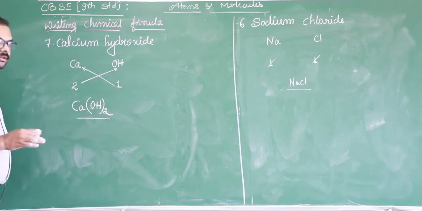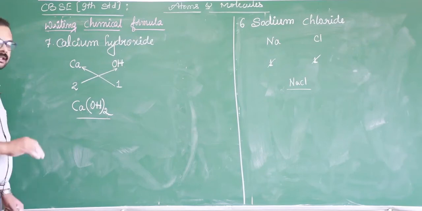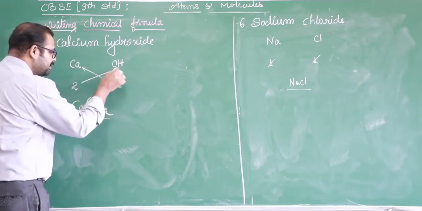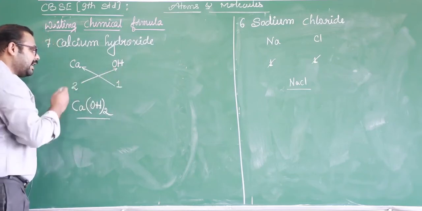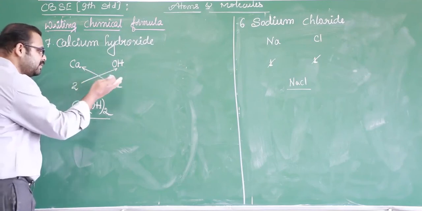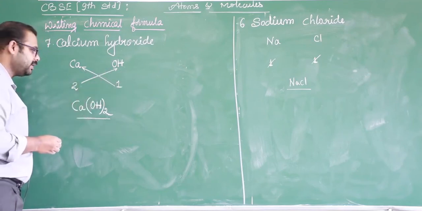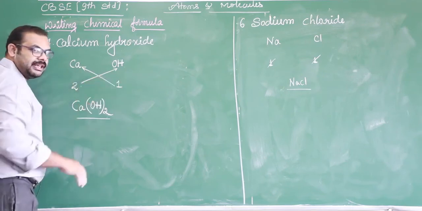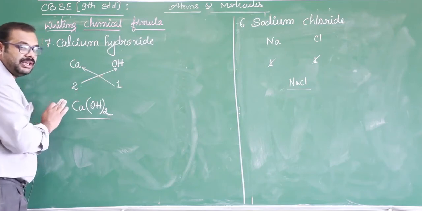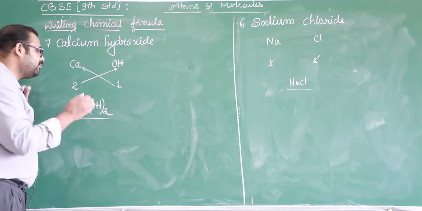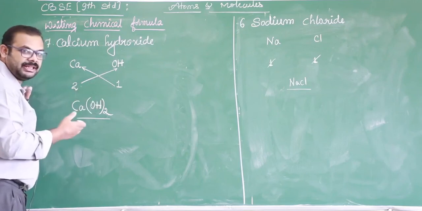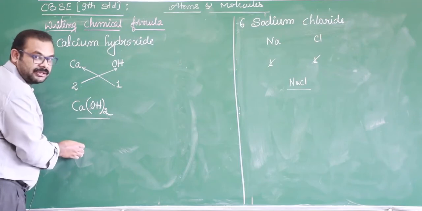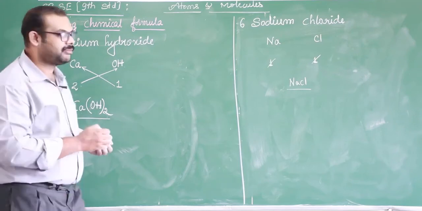See here, when we have to write a bracket, the majority of questions ask about this. If one polyatomic ion has a different valency than the other element, in that case we have to write a bracket. If both of them have the same valency, then strike out there itself. In that case you need not write any bracket. If one of them has a different valency, write a bracket for the polyatomic ion. So this is one example. Let's see one more example.